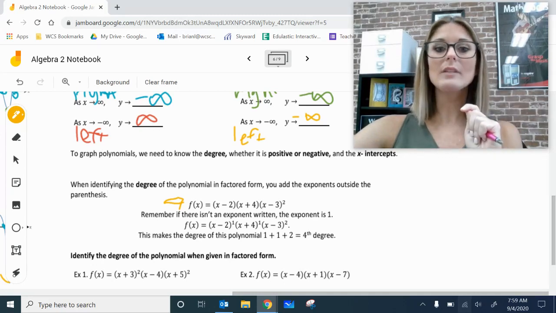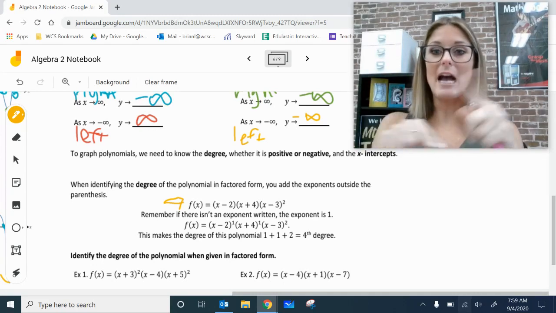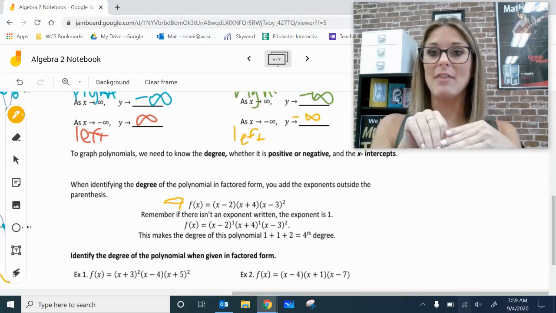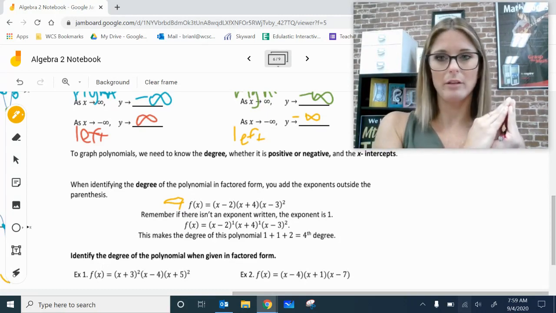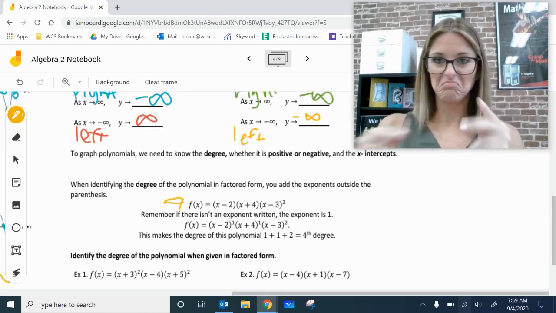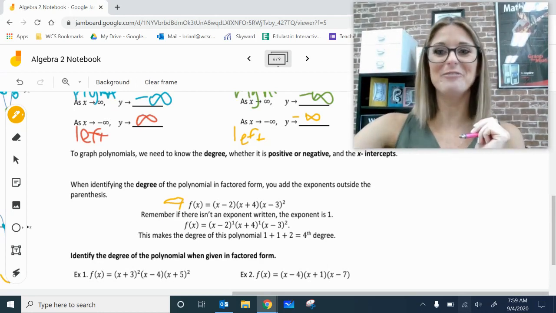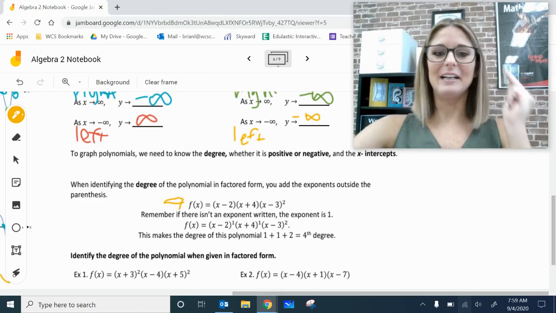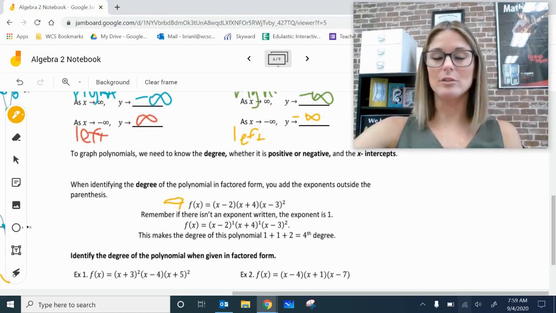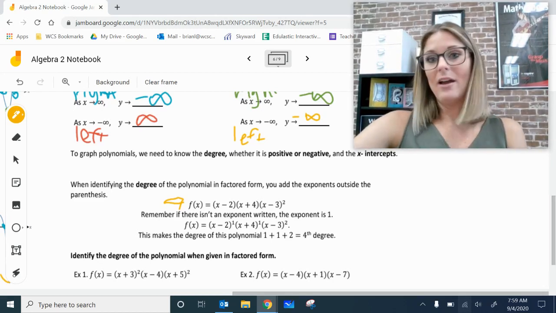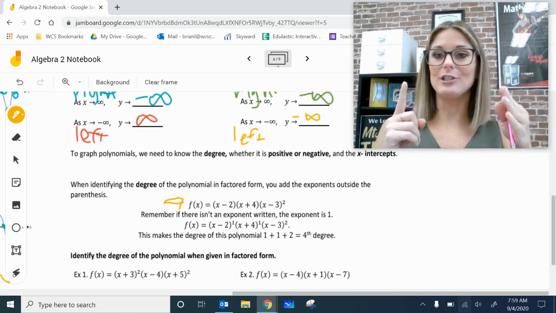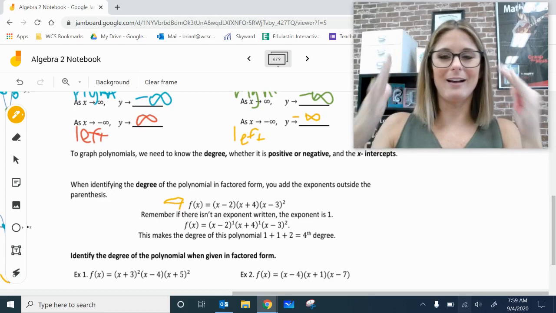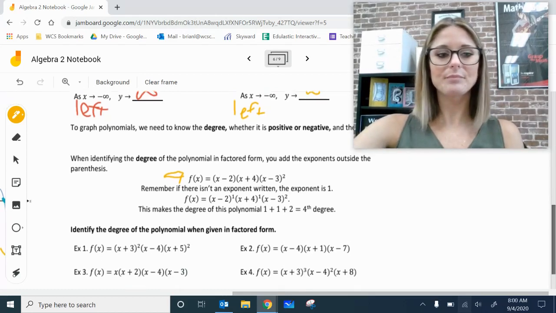If we had FOILed it out, if we had multiplied all those factors together, our leading term would have had x to the 4th. Don't believe me? Go at it. You multiply it out and you let me know. But it's a 4th degree polynomial. So for that example, I already know it's even. Both arrows are pointing up. I'm assuming that leading coefficient's positive. I already have an idea in my mind what it looks like.